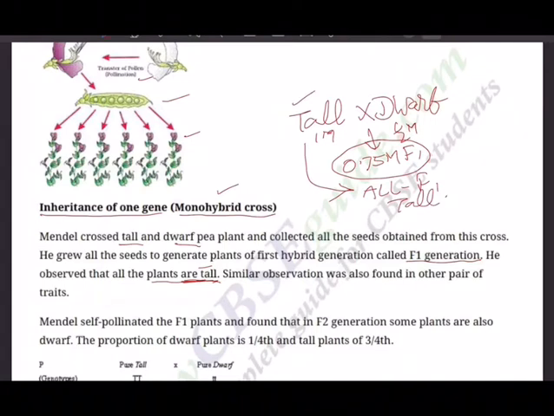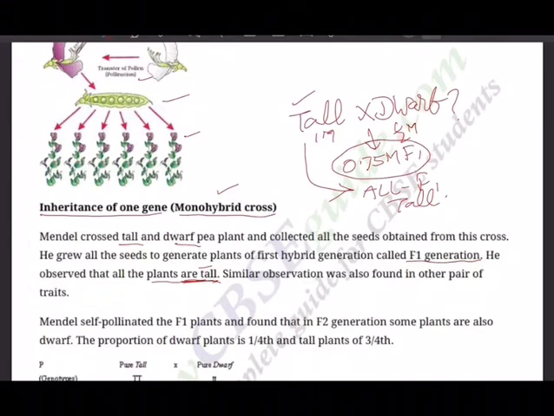So the question comes, what happens to this trait of dwarfism, or character of dwarfism? Where has it gone? Why has it disappeared? Why has it not come to the children, the F1 generation? Why has only tallness come? So various questions cropped up in his mind. And then he performed this experiment repeatedly and made some observations based on this monohybrid cross.